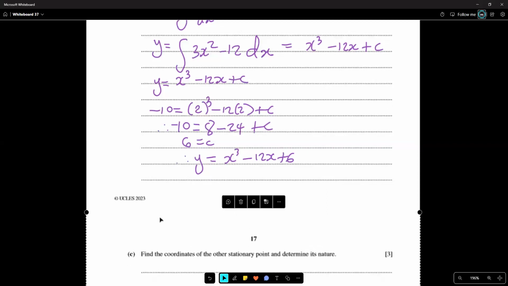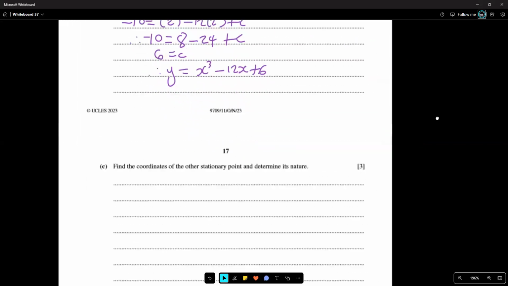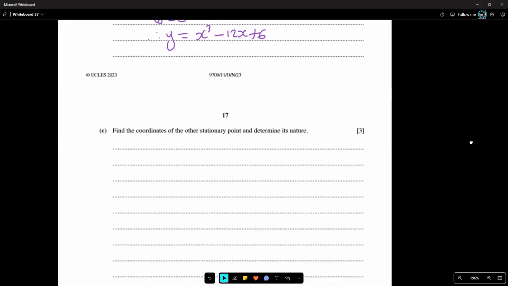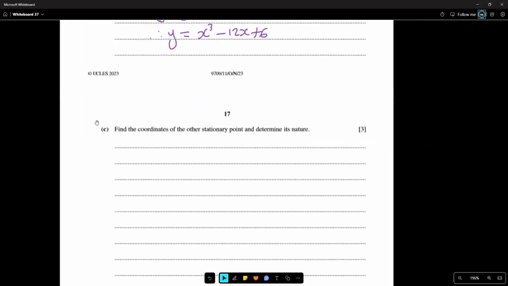They say find the coordinates of the other stationary point and determine its nature. So by saying determine its nature, they mean, is it a maxima or a minima? Okay, sure. That is fine. So we're either going to use a second derivative test or first derivative test to decide if it's a maxima or a minima. But now let's determine it.